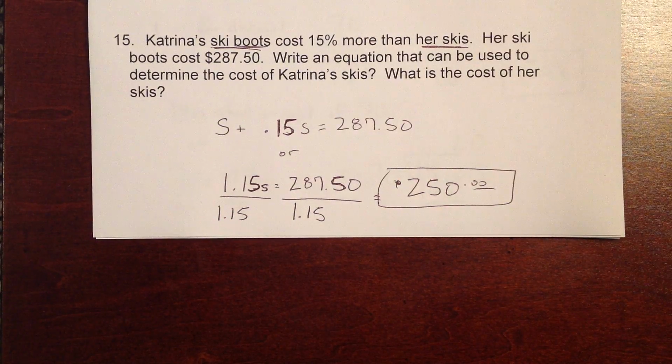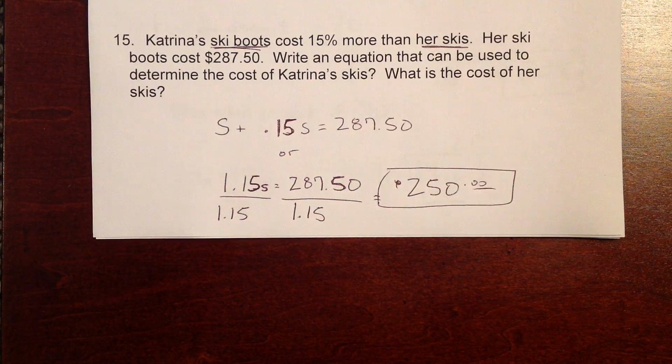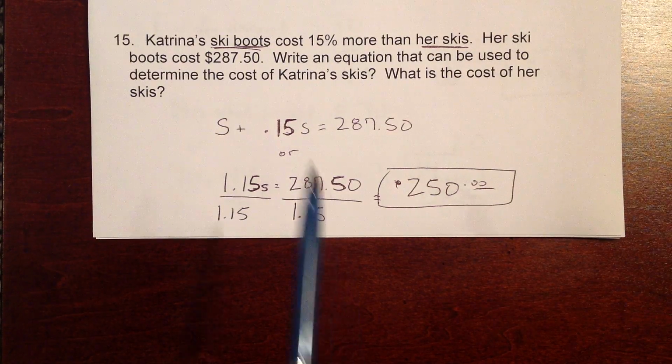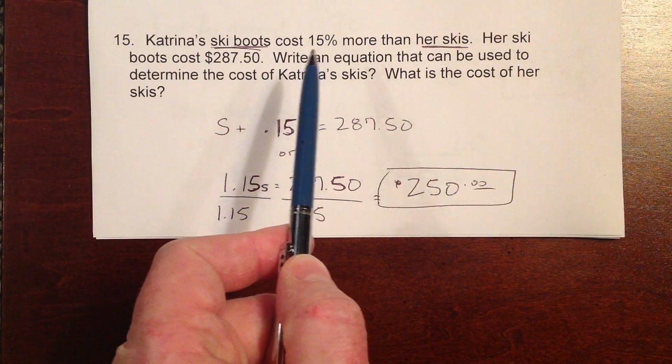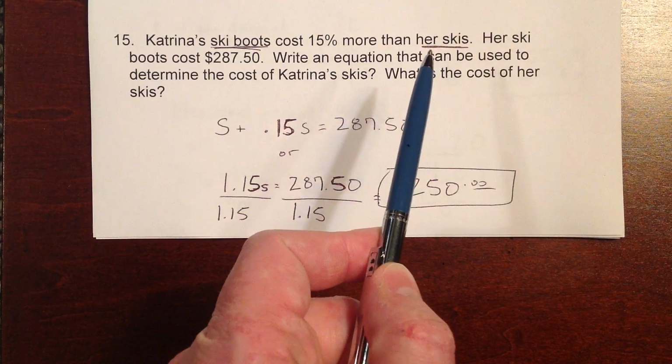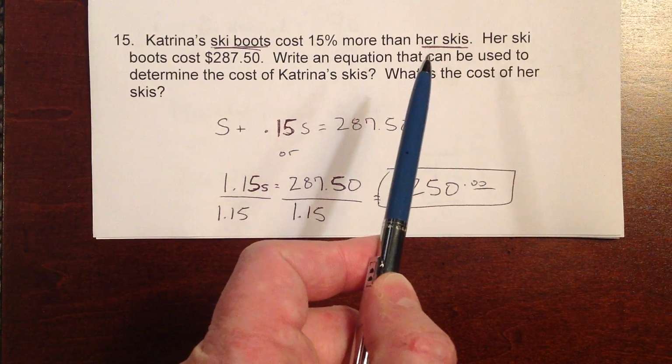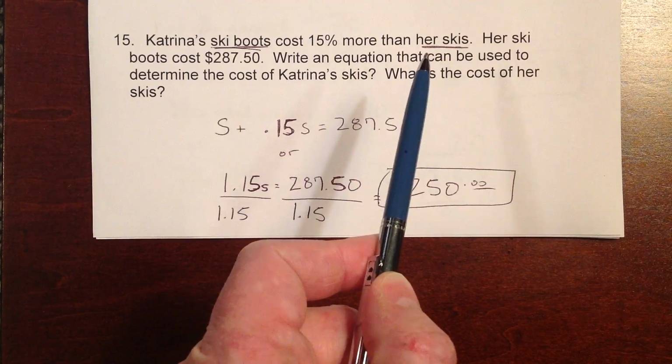Katrina's ski boots cost 15% more than her skis. Her ski boots cost $287.50. Write an equation that can be used to determine the cost of Katrina's skis, and what is the cost of her skis. Well, basically, what we're saying here is Katrina's ski boots cost 15% more than her skis. So what we need to do is find out what her skis are.